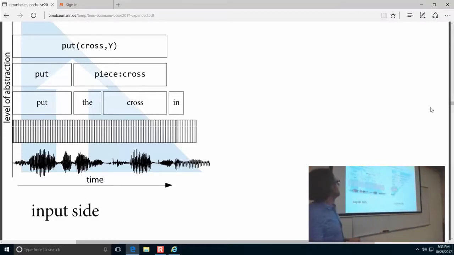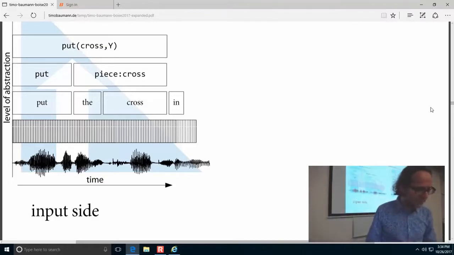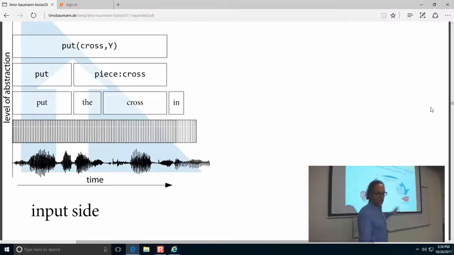And so on top you need to have some decision making that unifies these two sides, input and output, saying, okay, I first need to grab something if I want to be able to put it somewhere. And then as you have all these links in here, you would, in this example, know that X is actually the cross, because that's what X is over here. Okay. So this is the data model.